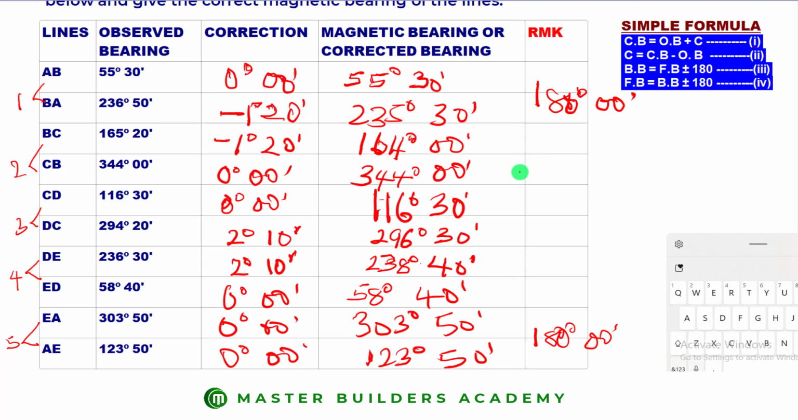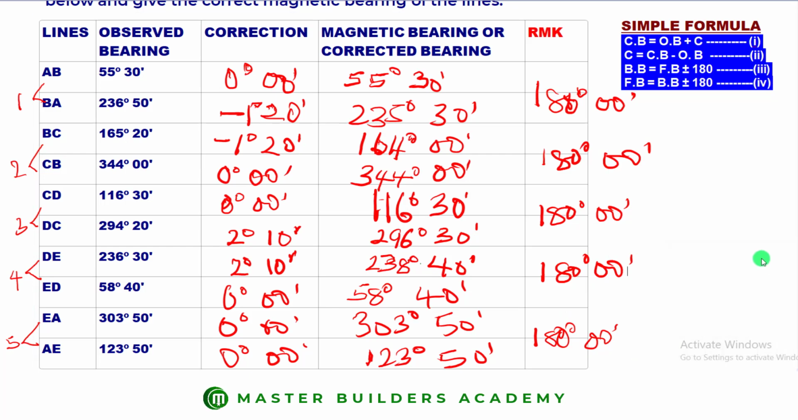Again, if we remove 164 degrees 0 minutes from 344 degrees 0 minutes, we will also have 180 degrees 00 minutes. Again, if we check for station 3, we remove 116 degrees 30 minutes from 296 degrees 30 minutes, we will also have 180 degrees 00 minutes. Finally, for station D, if we remove 58 degrees from 238 degrees 40 minutes, you will have 180 degrees 00 minutes. Of course, the last one was actually correct because that was where we began our operation from.